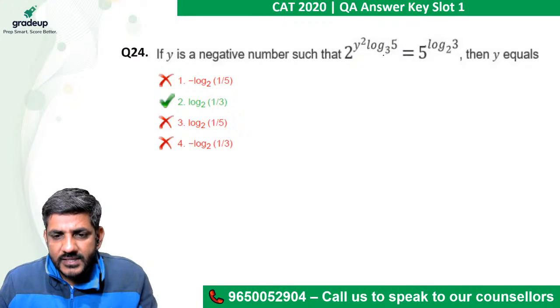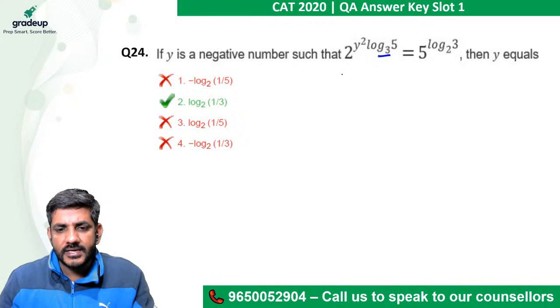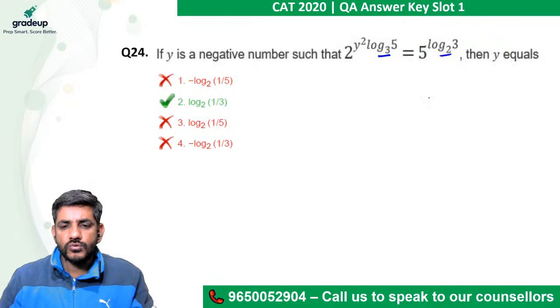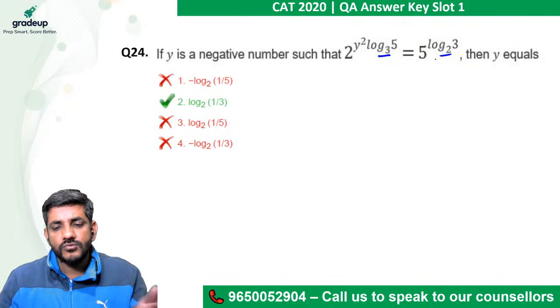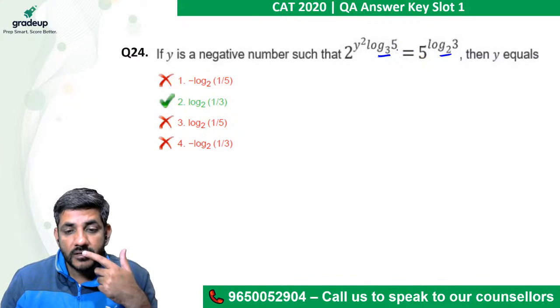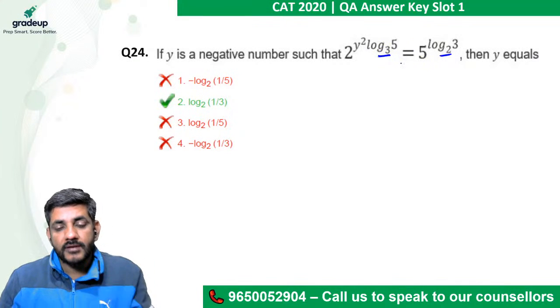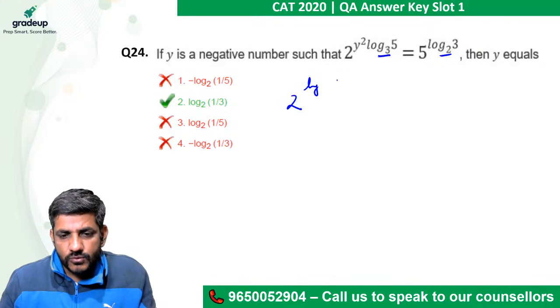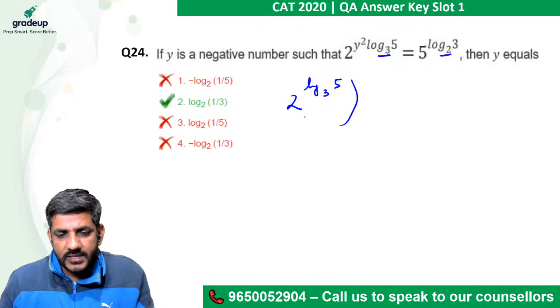So first of all, I see here the base is 3. Here the base is 2. On the right hand side, I have 5 to the power log 3 to the base 2. And I have here log 5 to the base 3 as the power. So can I write this left hand side as 2 to the power log 5 to the base 3, whole to the power y square?